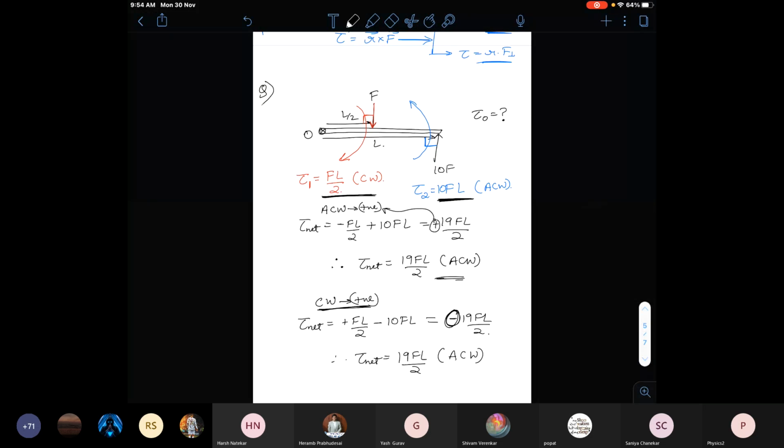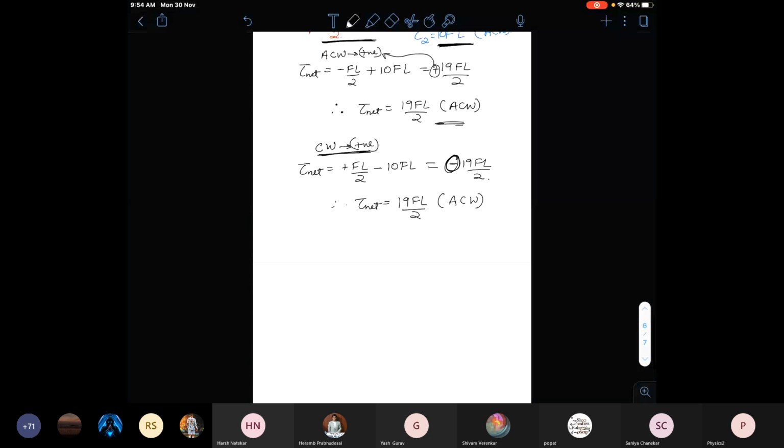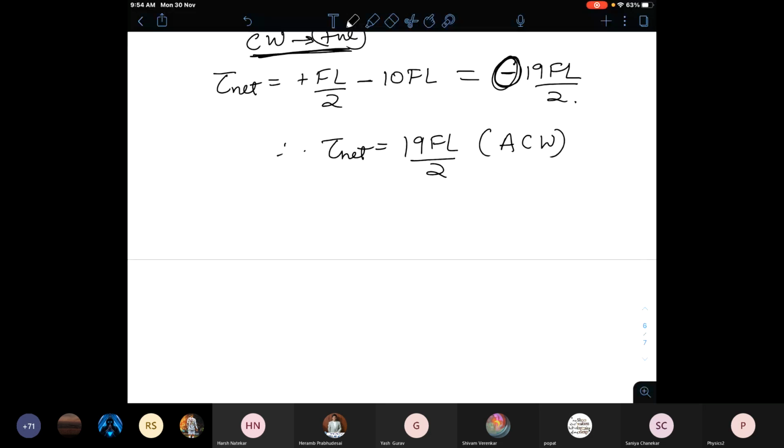Any doubts, anybody? Okay, so this is the basics of torque. Now once you have learned about torque, 5 minutes are there, so we can do the theoretical part, that is equilibrium. Now you can understand what is equilibrium. It will not take much time.